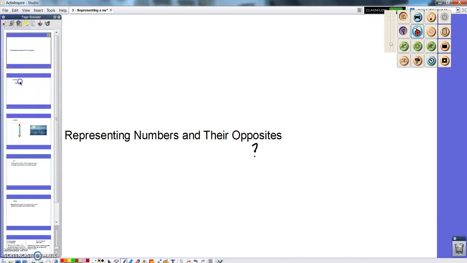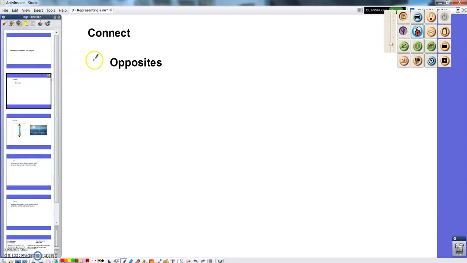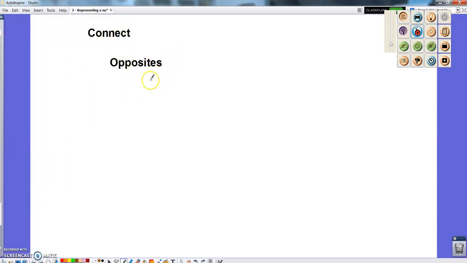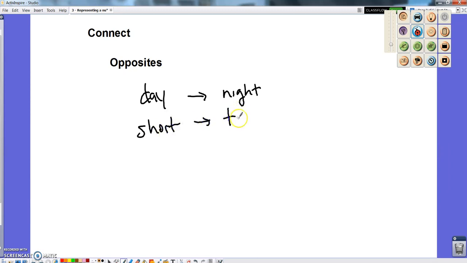So speaking of opposites, let's make our connect today be about opposites. You probably learned about this in kindergarten. You probably are pretty good at opposites, and you probably know that the opposite of day is night. And you probably know that the opposite of short is tall. Good review. But do you know what the opposite of 4 is? Does 4 even have an opposite?